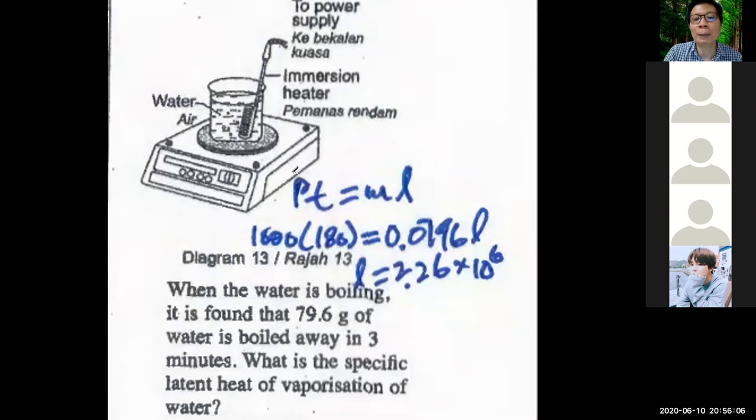So the power supplied by the heater, P times T, equals ML. Remember, latent heat is ML, while specific capacity is MC theta. So latent heat is ML. Power 1 kilo is 1000 watt. Time 3 minutes is 180 seconds. Mass is 0.0796. Where does the zero come from? Because it's 79.6 gram divided by 1000 to change to kilo. So you get 0.0796. So you find the L, and you get this answer. The latent heat answer. So the answer is D.